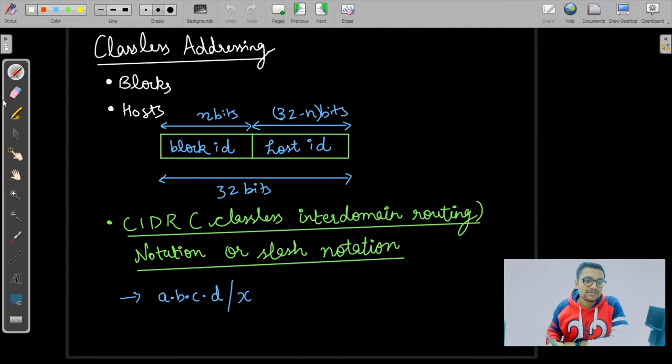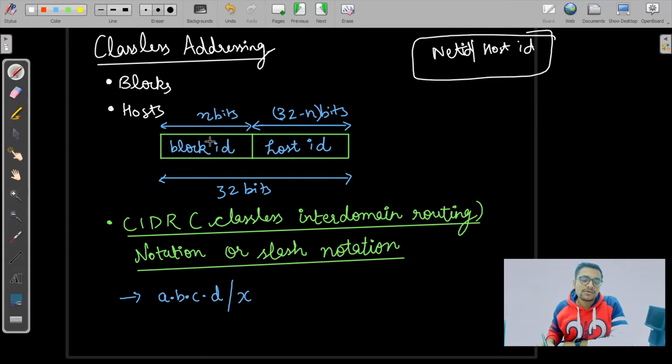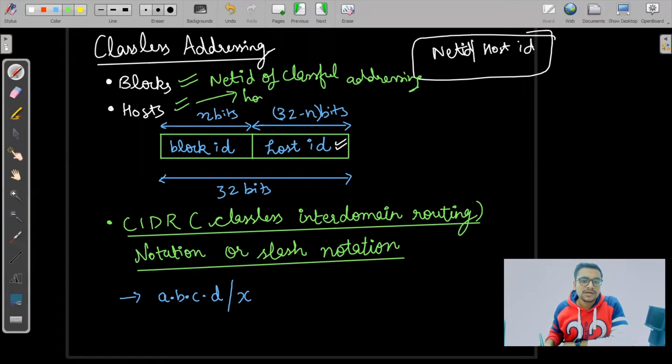In classless addressing, instead of the network ID and host ID that we studied in classful addressing, we are going to divide our whole IP address into certain blocks. We identify each block using a block ID, and the hosts present in each block using a host ID. The block concept is analogous to the network ID of classful addressing, and this host is the same as the host ID. So that was the case of classless addressing.